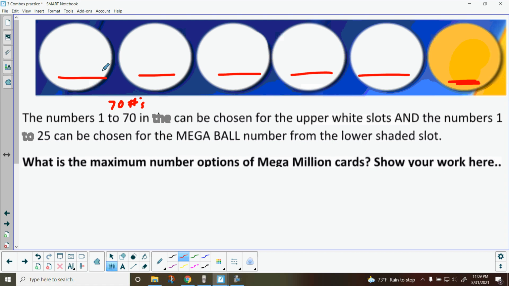Anyway, but you need to realize, just like the lottery, a number's picked, it goes away. So for this first ball, you have all 70.